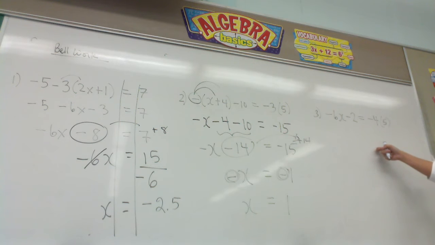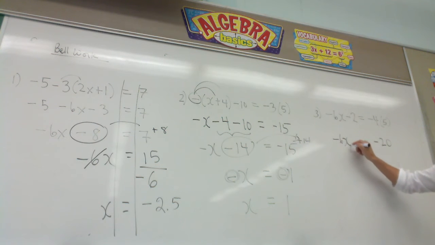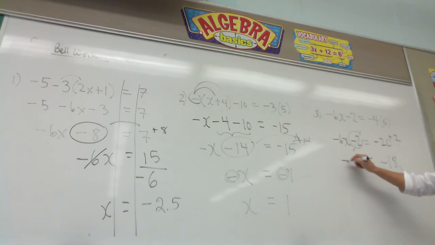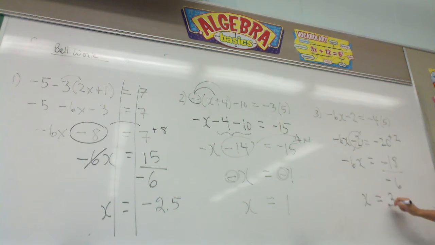So I'm on the last one. This is negative 20. I just want to make sure you see that. And then I'm going to bring over my minus 2 as a plus 2. So we have negative 18. This removes that. And I am going to remove the multiplication of negative 6 by dividing by negative 6. Final answer, x is equal to a positive 3. Negative divided by a negative is a positive. 18 divided by 6 is a whole 3.